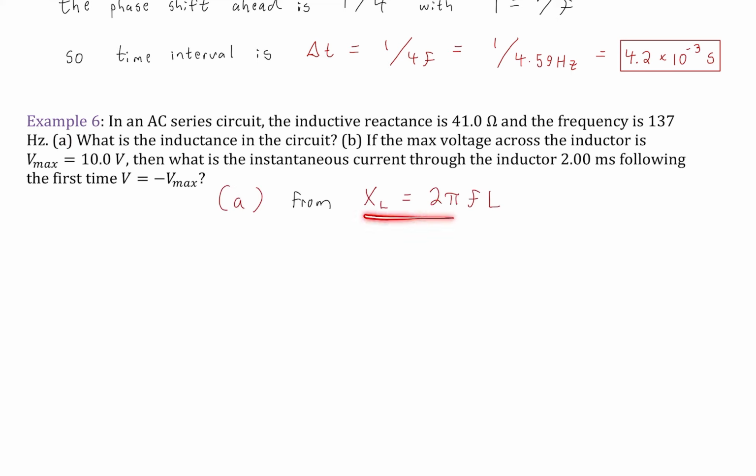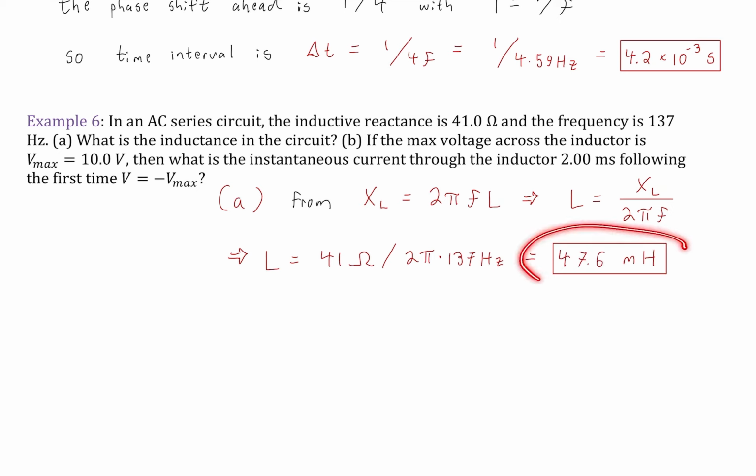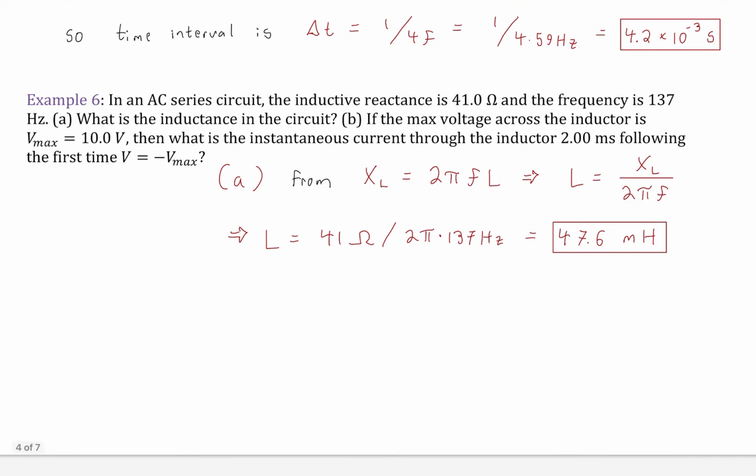Here we're going to use our definition of inductive reactance. The bigger the inductor, the bigger the inductive reactance, the more it impedes the current. Here we're just going to solve for the actual value of inductance, L. We know the inductive reactance and the frequency, so it's simply a matter of plugging those in, and we end up getting 47.6 millihenries, or 47.6 times 10 to the negative 3 henries. Very good. What about part B?